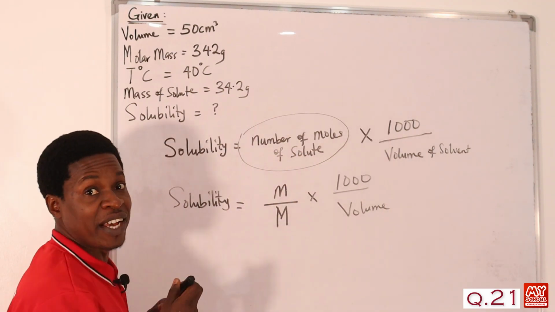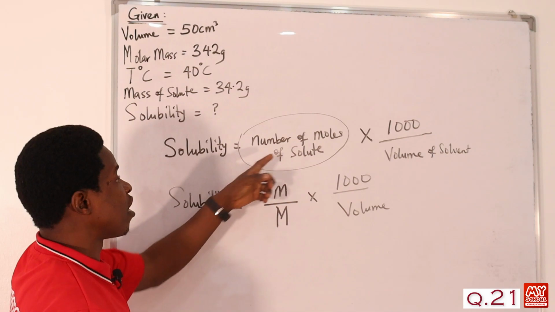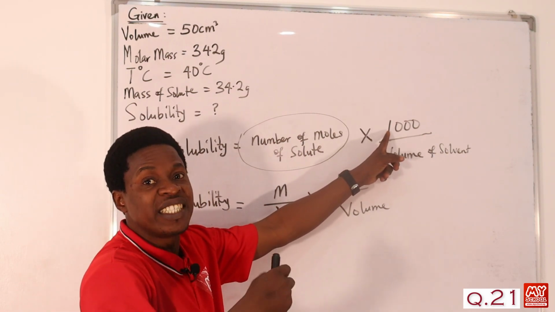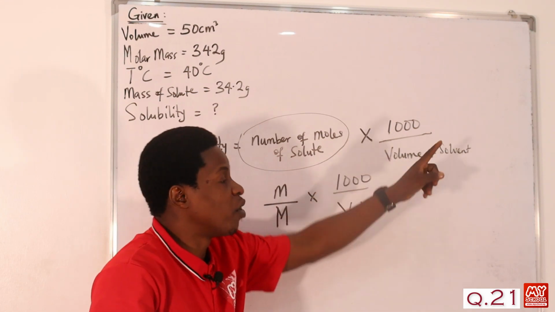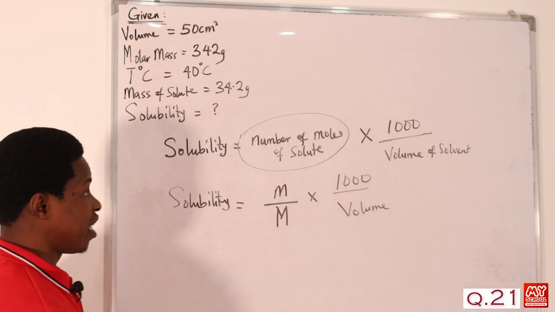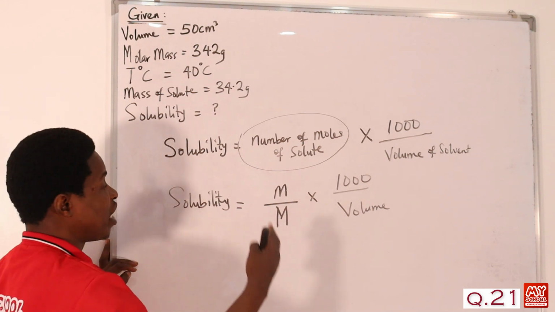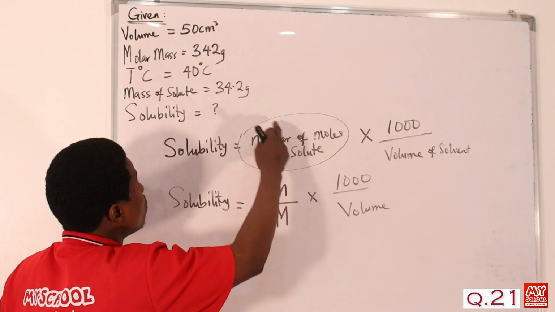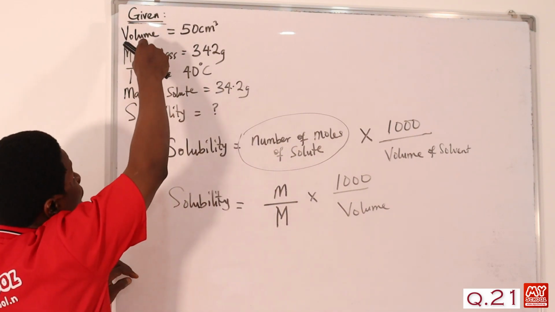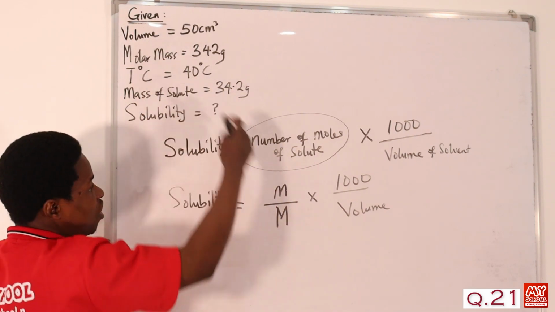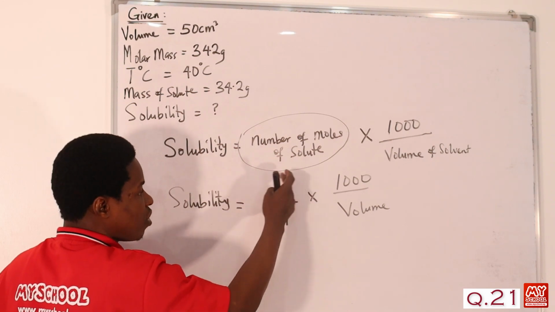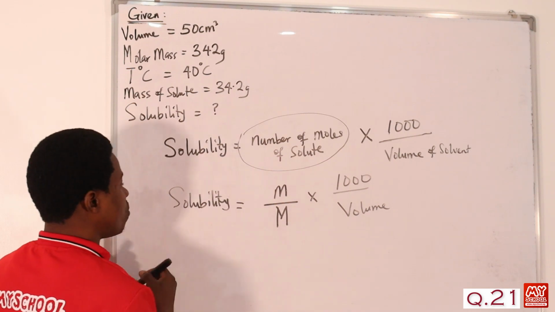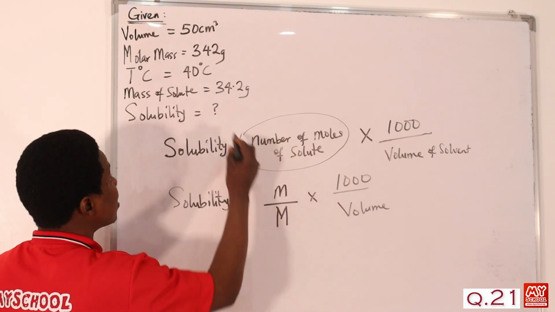Of course, if you are asked to define solubility, you just say solubility is the number of moles of the solute that is dissolved in 1000 cm cube or 1 dm cube of the solvent to form a solution. That's the solubility definition. The number of moles here we're not given, but we're given mass and molar mass. So in place of number of moles, we can use mass over molar mass times 1000 over volume. So let's see what we have. The mass is actually what?